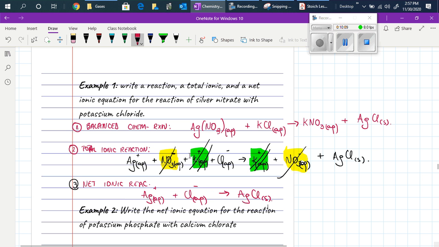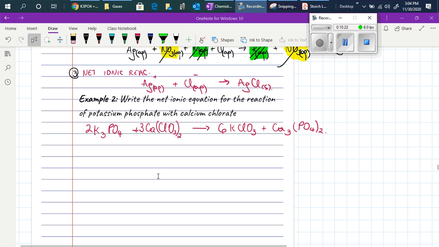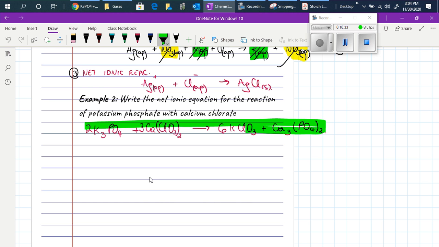Let's take a look at the other example. What we have here is potassium phosphate and calcium chlorate. Let's write a balanced equation. So this is a balanced equation for potassium phosphate and calcium chlorate. You should try to do it on your own, because you will have questions like this where you have to write the equation and then balance it. Now, together we will define the state of matter.